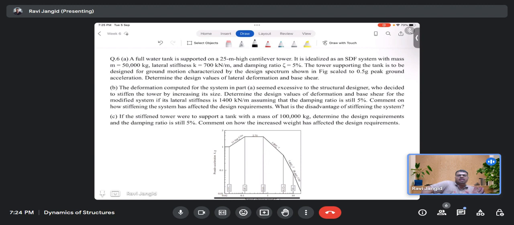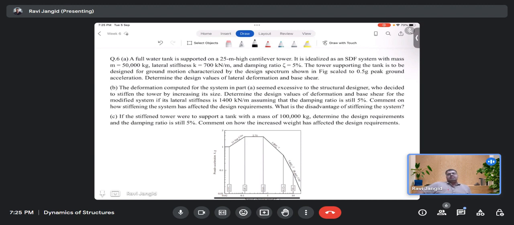You are given a water tank of 25-meter height. It is idealized as a single degree of freedom system with a mass of 50,000 kilogram, with a lateral stiffness of 700 kilonewton per meter, and damping ratio of 5%. For the damping 5%, we have given the curve itself. The tower supporting the tank is to be designed for the ground motion characterized by the design spectrum, which is given in the figure in this question itself, scaled as 0.5 g, that remains the same. We need to find out the design value of lateral deformation and the base shear.